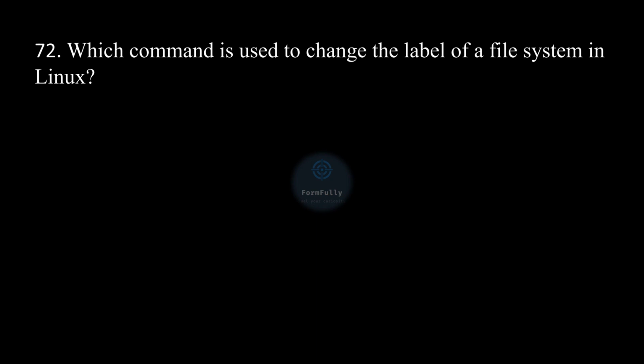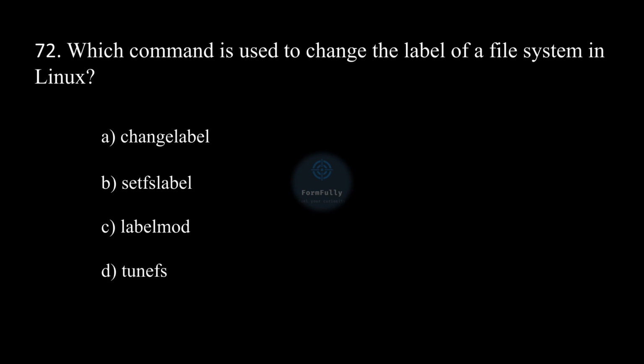Which command is used to change the label of a file system in Linux? Options are change label, set fs label, label mod, tune fs. So the set fs label command is used to change the label of a file system in Linux. Other options are incorrect as those are not standard commands for changing file system labels in Linux. So correct option is set fs label.